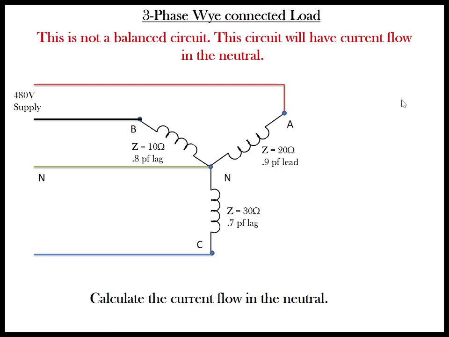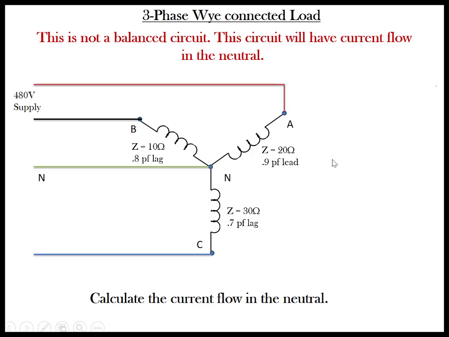And what we want to do with this load is find the current in the neutral. And to do that, we are going to have to start by finding the current in each phase. We have a 480 volt supply. We want to find the current in each phase. Stop the video at this point and determine the currents in each phase and do a phasor diagram that shows the phase voltages and the phase currents for this load.